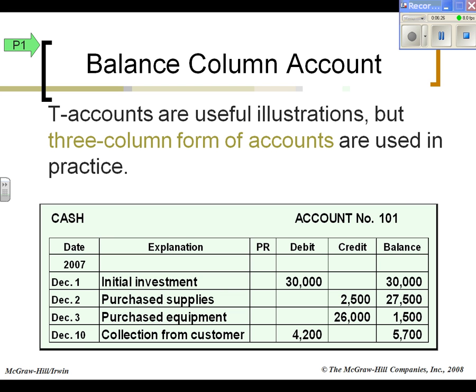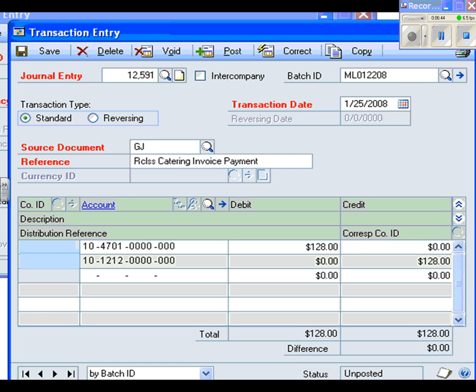If I was the owner, I would look at this and say, okay, on December 3rd, we purchased equipment of $26,000. What equipment did we purchase? I want to see it. I want to physically see it. I want to know exactly what that was, who the vendor was, and why that cash went out. This I made a copy of.